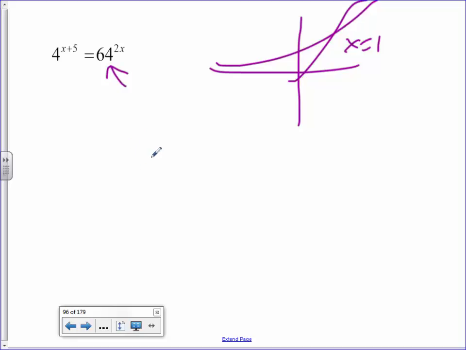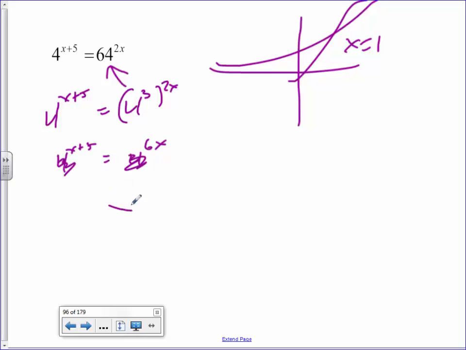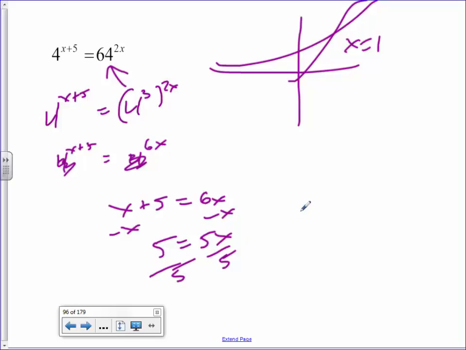So I would say start here with a 64 then. How many 4s go into a 64? 3. Yeah, 3. So you have 4 to the x plus 5 is 4 to the 3 times 2x. This 3 times that 2 gives you a 6x. Cancel out the 4s. So you have x plus 5 equals 6x. 5 equals 5x. Divide by 5. X is 1. Cole's right.